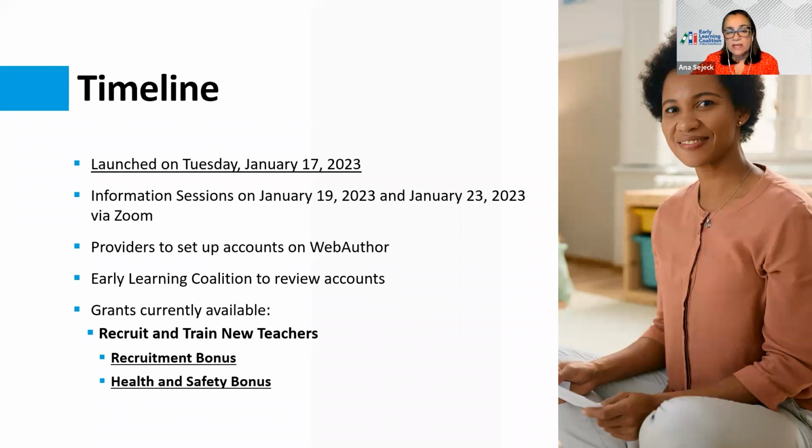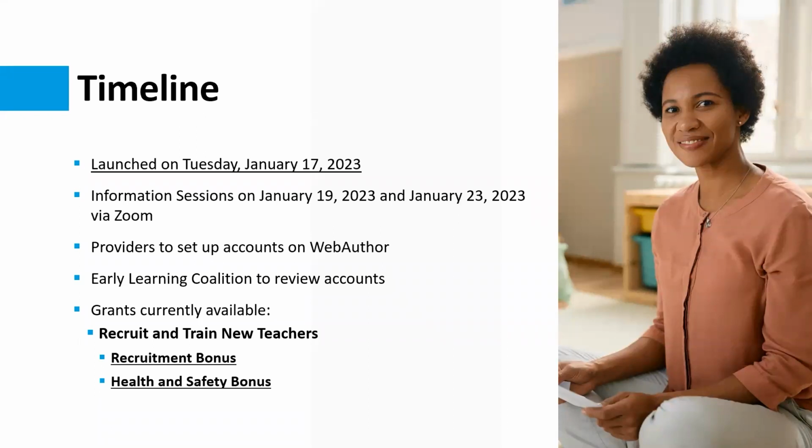So tonight is about guiding you to set up your accounts in the WebAuthor system. This is a new system we are using. It is not something most of you have ever used before. Once you have submitted your application with the information about your center and you've answered some questions, we will then be reviewing your accounts. Once you are approved, you will receive an email that opens the gate for you to begin to apply for the grants. And tonight we're going to tell you about the first 2 grants that are available.